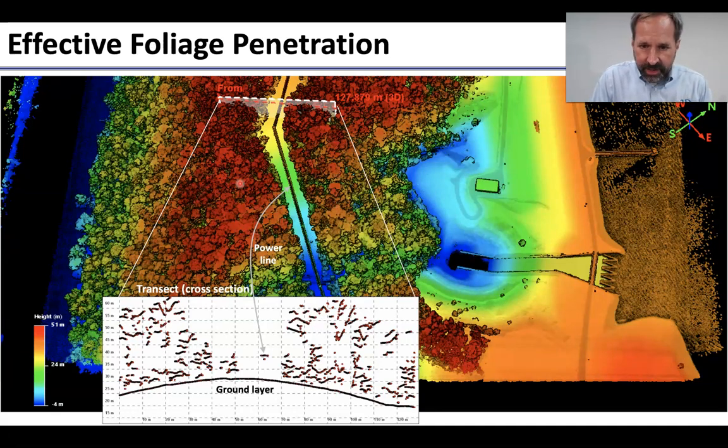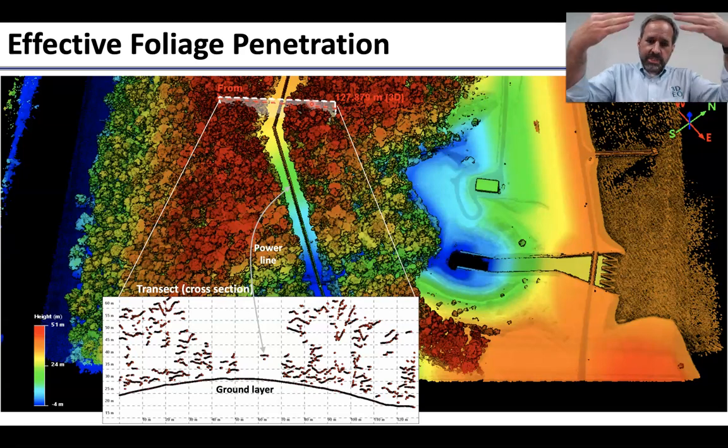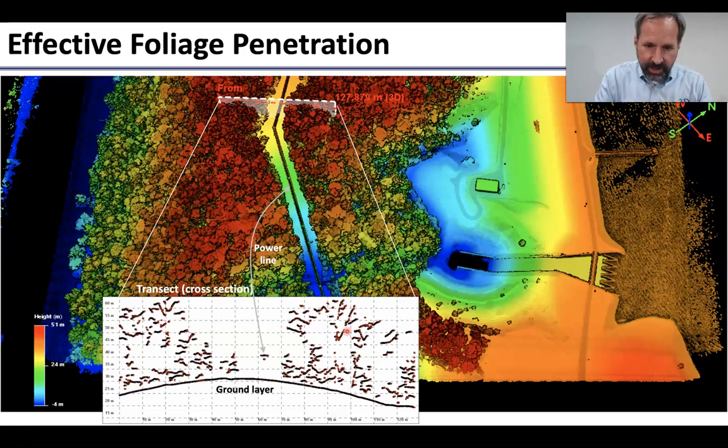So this is the same data, and we're looking at it from the side. The spillway of the dam is over here, and we take a transect. And a transect is just a thin vertical slice. We go through the point cloud and we just take out and collapse into this 2D image here all the points that are within that thin slice. And you see very clearly there's a really solid representation of the ground layer.